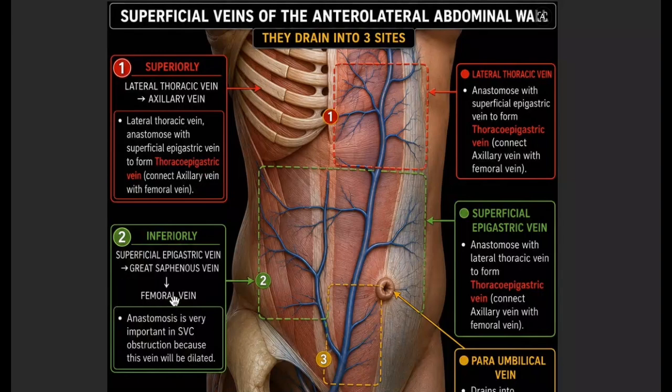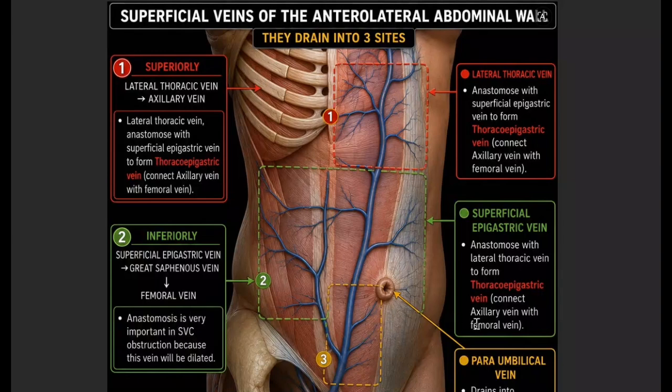Now this anastomosis, that is the thoracoepigastric vein, I said it is very important, and it serves as a second channel in case of superior vena cava obstruction. So when there is superior vena cava obstruction, then this vein will be dilated. So if we see that the thoracoepigastric vein is dilated, then we will diagnose that there is clearly an obstruction in the superior vena cava. So this is important clinically.